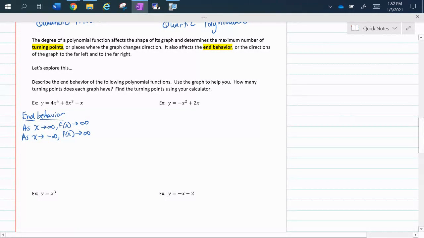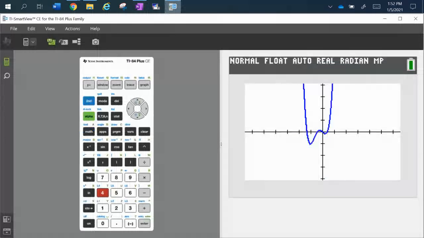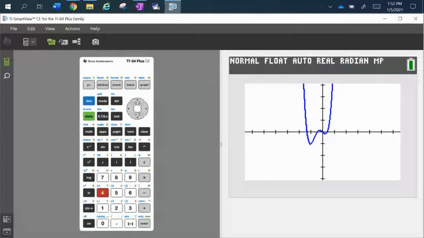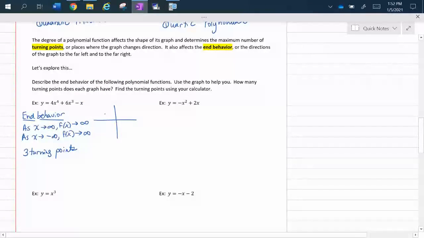Okay, and then it asks about turning points. How many turning points? What did we say? We said that there are 3 turning points in this graph, and let's talk about how we find them. So a turning point on a graph is classified as either what's called a relative minimum or a relative maximum. So let's draw a picture of what we think this graph kind of looks like. Okay, so it's doing something like this, isn't it?